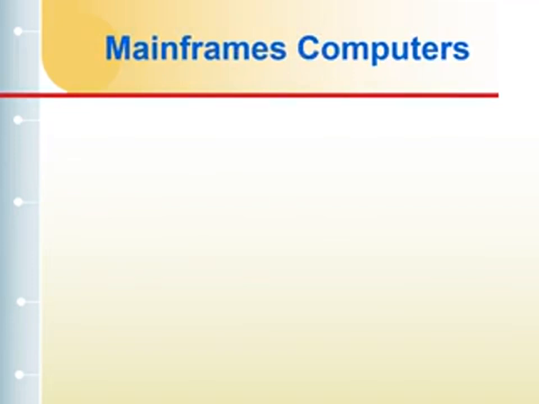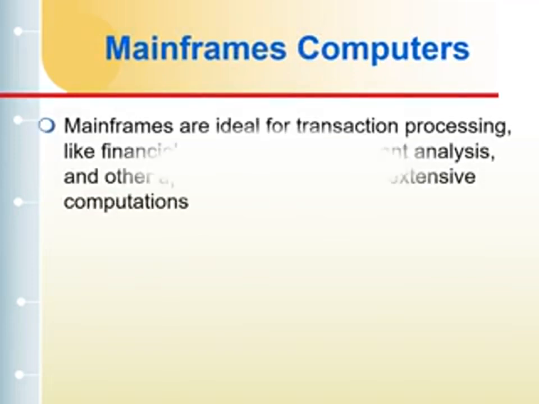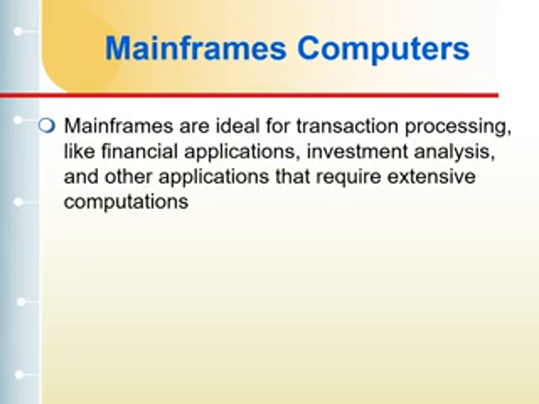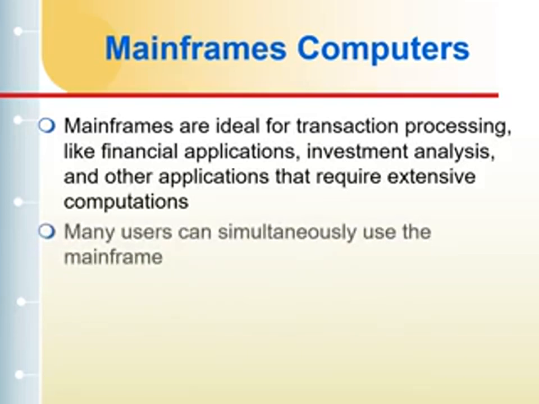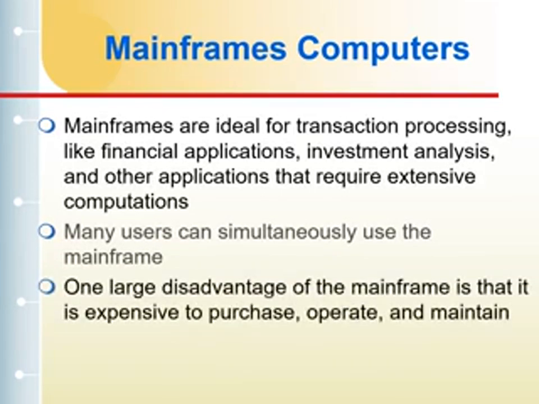The second type of computer is the mainframe computer. Mainframe computers are ideal for transaction processing like financial applications, investment analysis, and other applications that require extensive computation. Many users can simultaneously use the mainframe computers without it being overloaded. One large disadvantage of the mainframe is that it is expensive to purchase, expensive to operate, and expensive to maintain. However, it's very good for bigger and larger organizations.